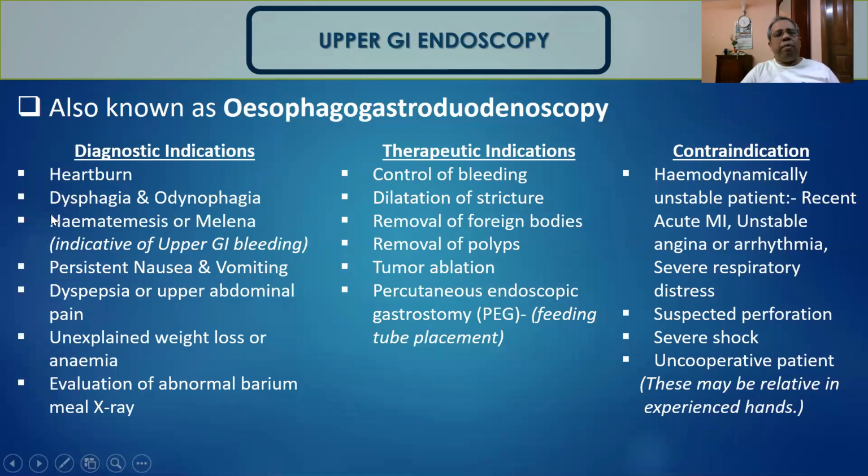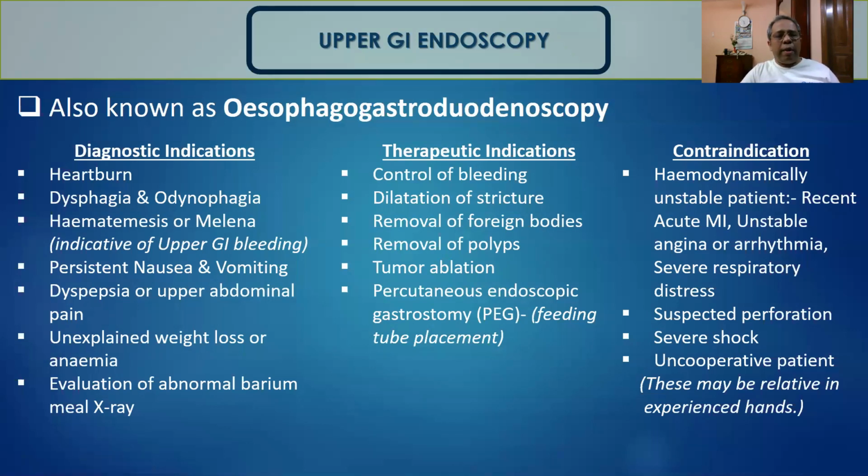Or a patient having hematemesis or melena, do the endoscopy. Is there any bleeding site or not? Persistent nausea and vomiting, in that case it is needed to evaluate whether there is any obstruction or not. Whenever a patient has dyspepsia or upper abdominal pain not responding to conservative treatment, do an endoscopy. Unexplained weight loss or anemia is very important, because in some stomach malignancies there is an ulceration with chronic blood loss causing deterioration, and they are diagnosed late. So for unexplained anemia or weight loss, you must do the endoscopy.